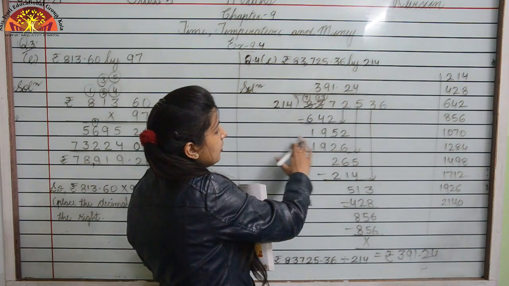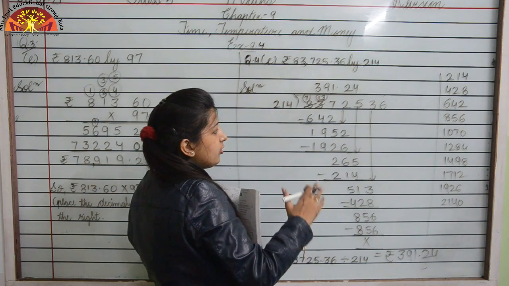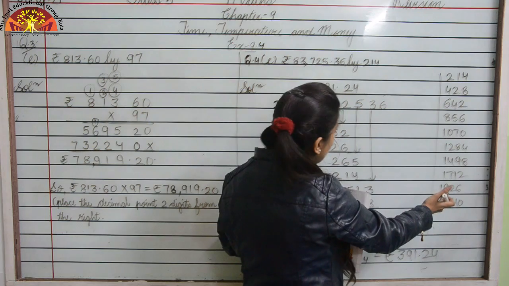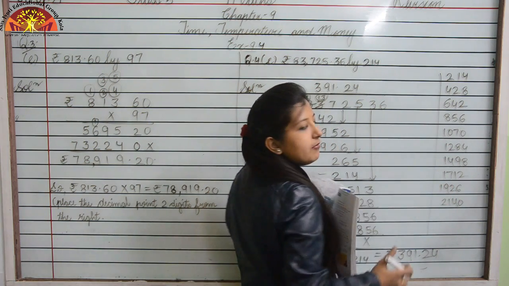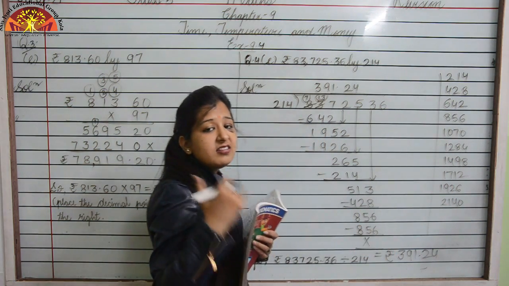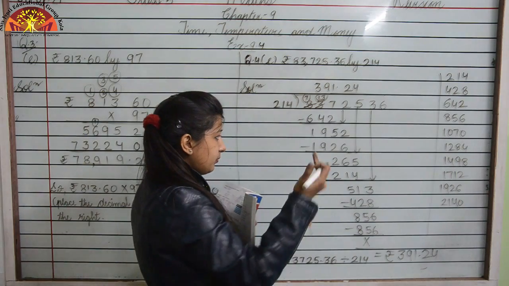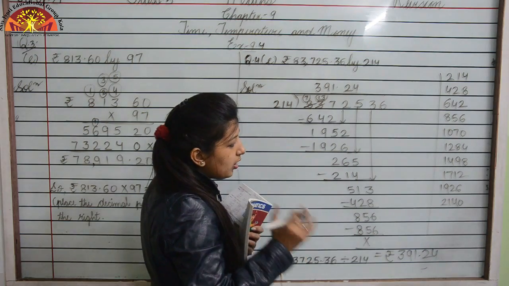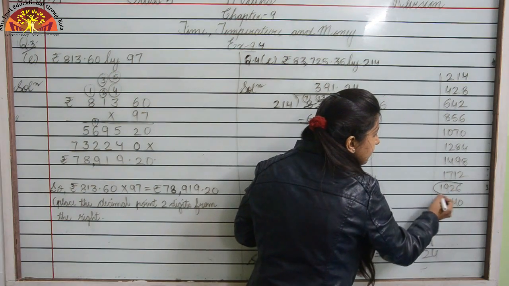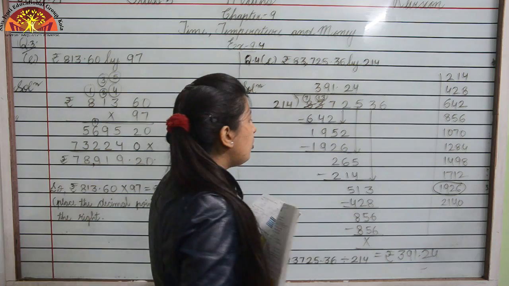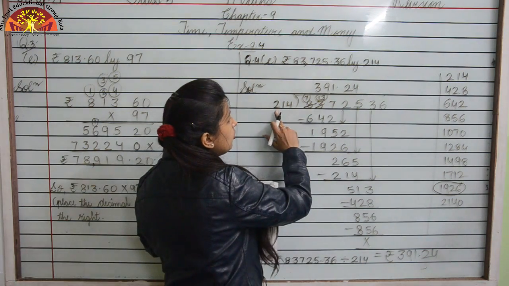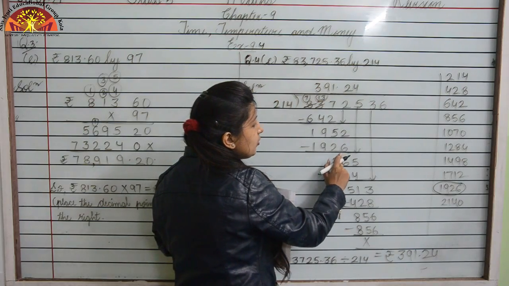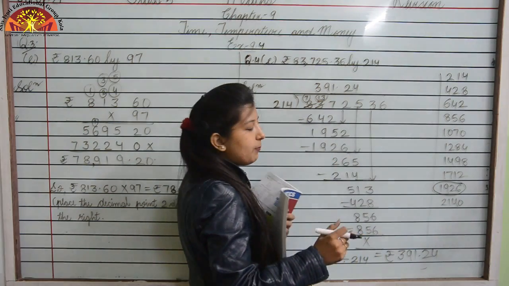Now let's check whether 1952 comes in the 214 table. So there is no 1952. So we will write the just smaller number than 1952. The just smaller number is 1926. So we will write 214 9s are 1926. Now we will subtract it.